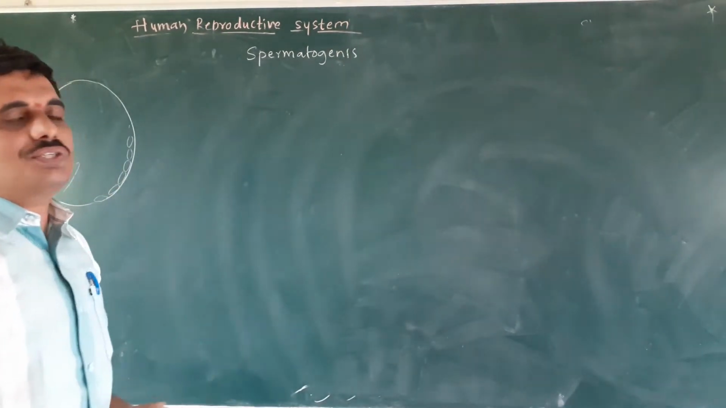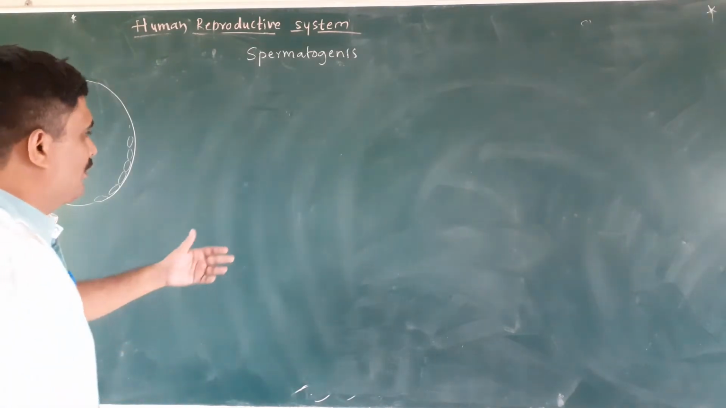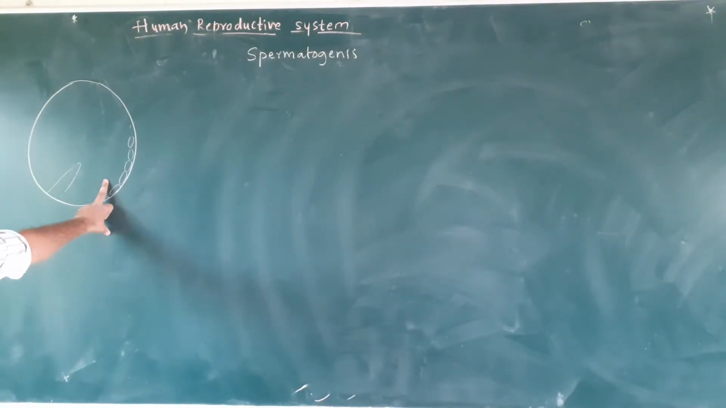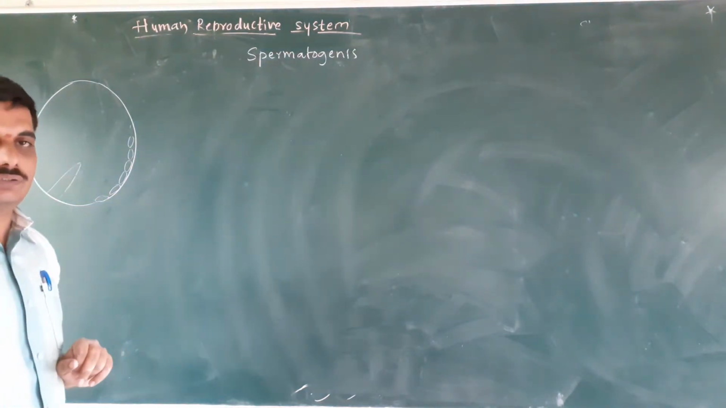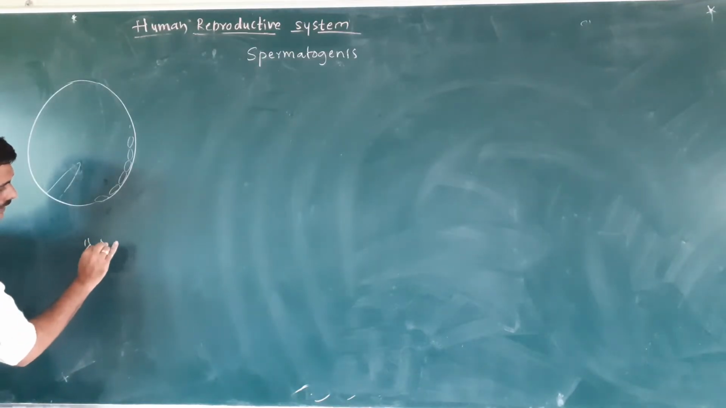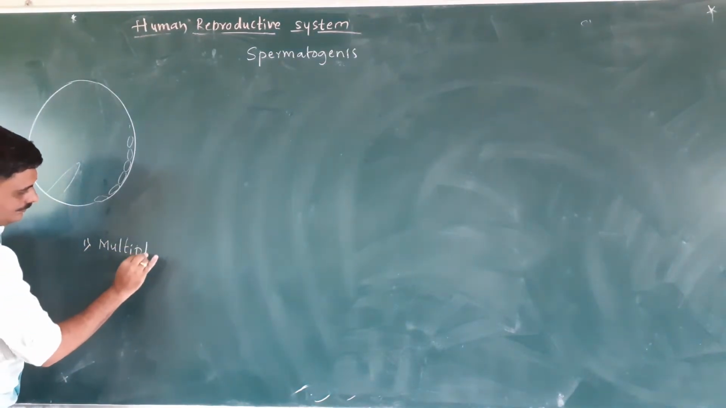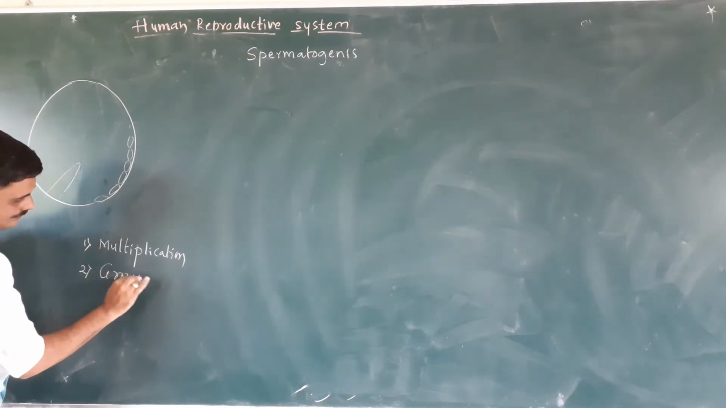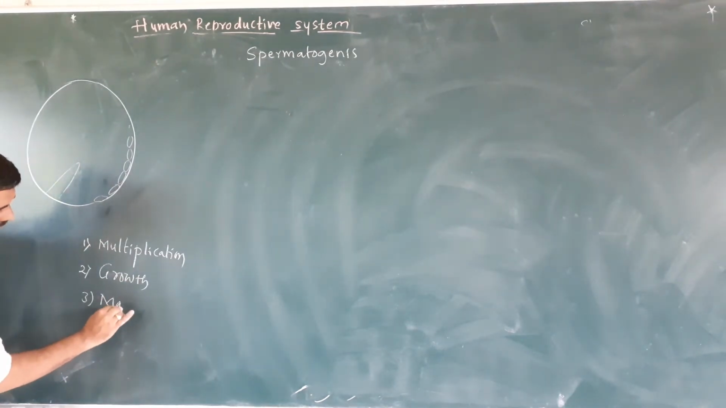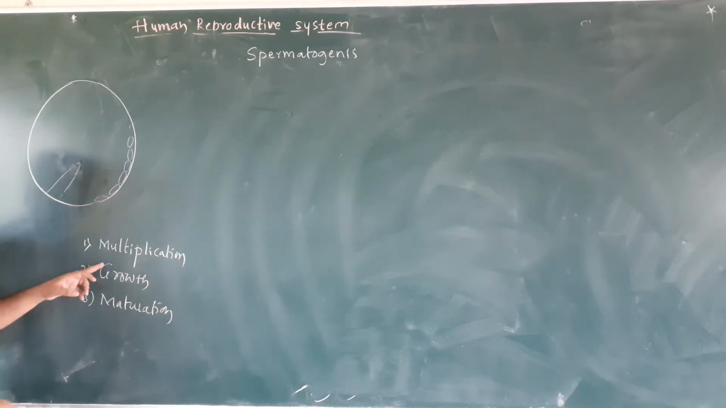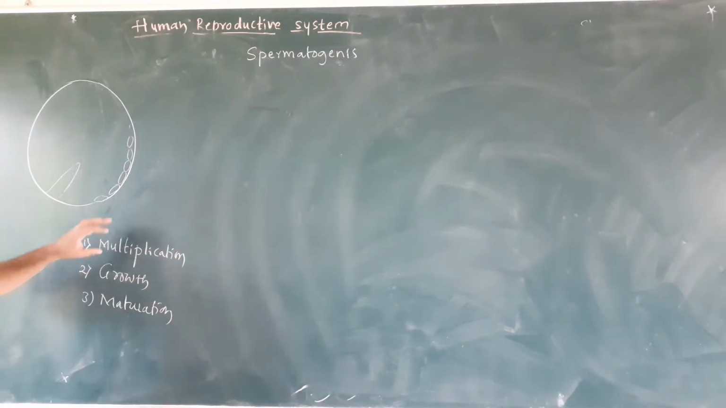The process of formation of haploid sperm from diploid spermatogonia inside the seminiferous tubule of the testis is called spermatogenesis. Spermatogenesis takes place in 3 steps. The first step is called multiplication. The second is called growth. The third is called maturation.